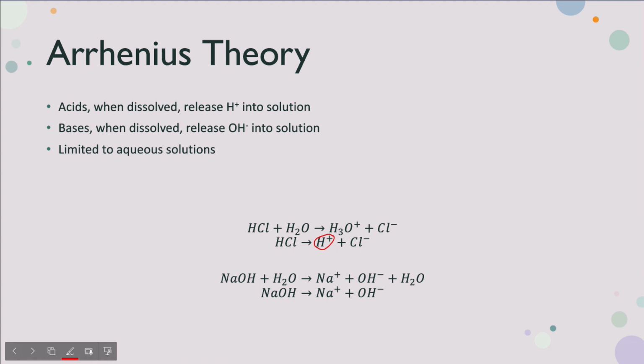Of course, sodium hydroxide separates into sodium and hydroxide ions. But here we can see that OH- is released into the solution, and that makes NaOH an Arrhenius base. So we can clearly say that hydrochloric acid, HCl, is an Arrhenius acid, while NaOH, sodium hydroxide, is an Arrhenius base.